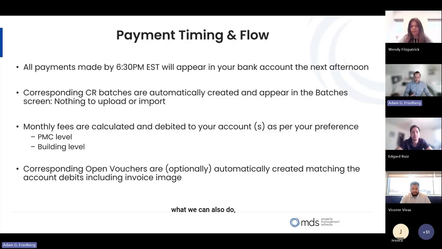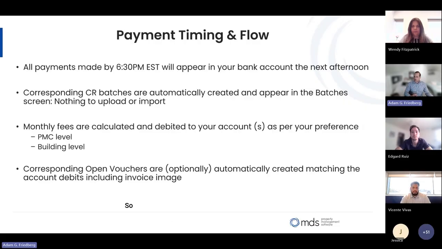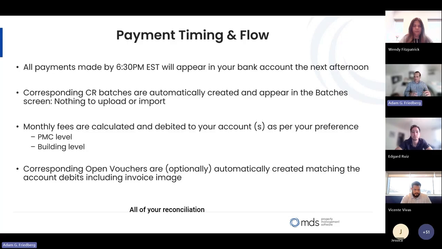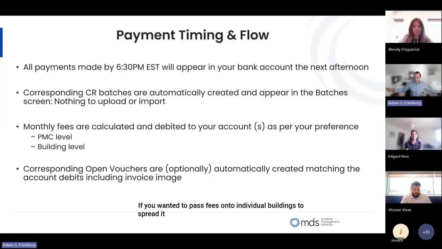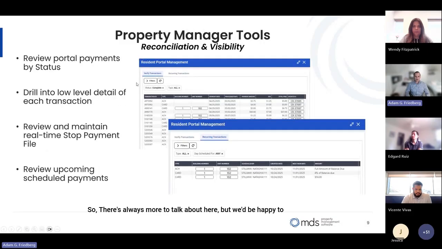What we can also do, and this is optional, but I think it will save you a lot of time, is that we can automatically create corresponding open vouchers with matched invoice images to correspond with all that invoicing, so that really all you have to do is select vouchers for payment and basically process them as hand checks, so that all of your reconciliation on that side of things is also done. Makes it really easy if you wanted to pass fees onto individual buildings to spread it out. It just couldn't be easier from that respect. I think it could be a really big time saver. So there's always more to talk about here, but we'd be happy to answer any questions.